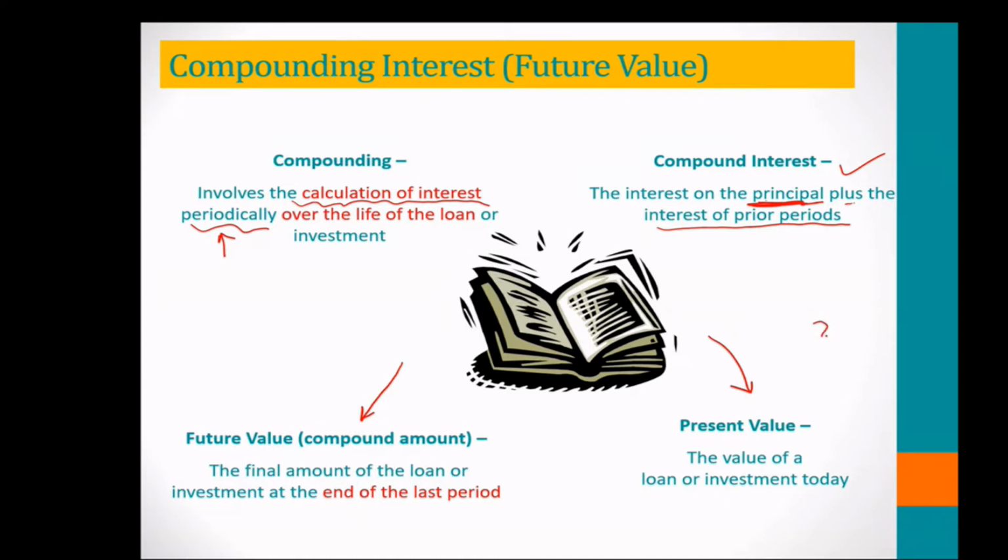Present value, for example: if I want to have $200,000 in my account after 5 years, how much shall I deposit today to get 200,000 or any amount after 5 years? This is what we call the present value of this amount after 5 years.